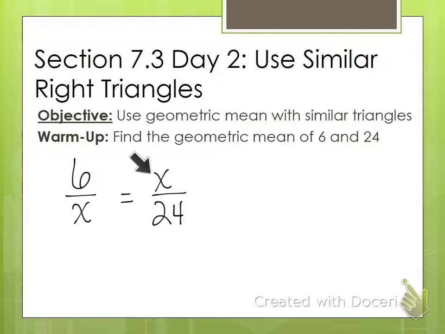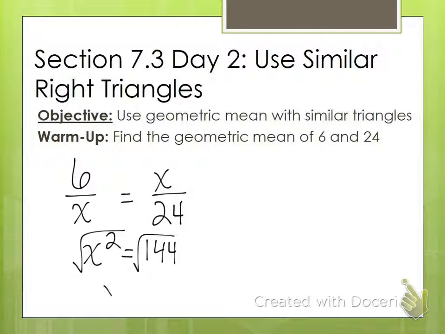Remember, these ones are called the means. The other two, 6 and 24, would be called the extremes. Okay, to solve this, we cross multiply: x times x equals 6 times 24. To solve this, we would square root, and x equals 12.